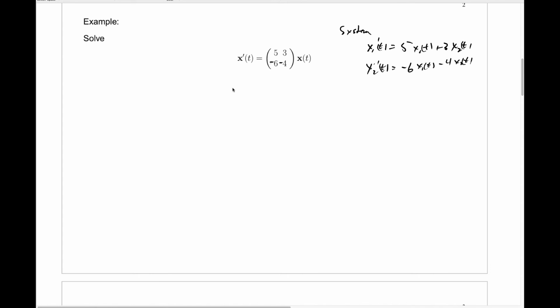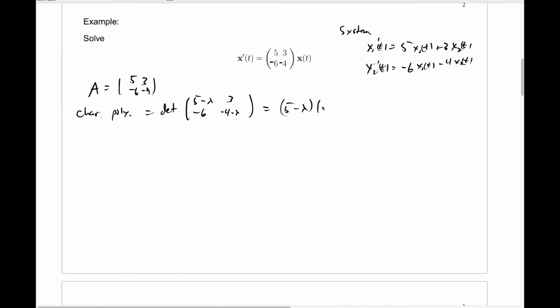Well, of course, that will mean we need to first find the eigenvectors and eigenvalues for this matrix A, which is the matrix 5, 3, minus 6, minus 4. To find this, we need to look at the characteristic polynomial, which is the determinant of this matrix A minus lambda I. That's the matrix 5 minus lambda, 3, minus 6, and minus 4 minus lambda. And that's just 5 minus lambda times minus 4 minus lambda minus negative 18, which is plus 18.